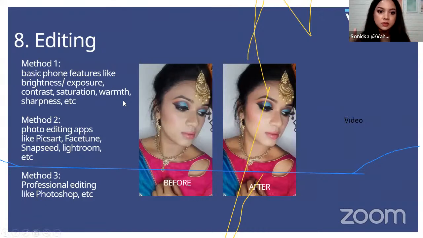What is warmth? I told you the picture looks very gray, like it has too much blue in it. So when you put a little bit of warmth, imagine that you keep a sunlight in front of her, she'll get a very warm kind of color. That is to increase the warmth in a picture.